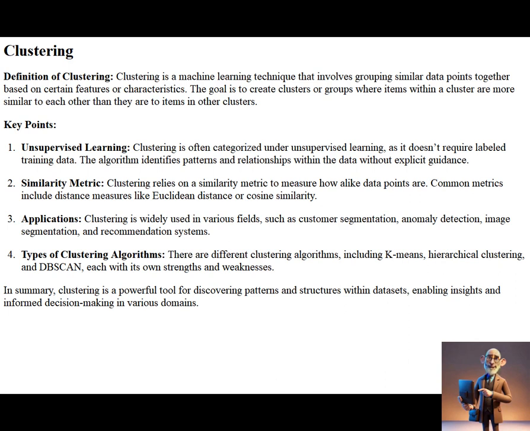Clustering relies on a similarity metric to measure how alike data points are. This metric, often expressed through distance measures like Euclidean distance or cosine similarity, quantifies the similarity or dissimilarity between data points. It's a crucial aspect that guides the clustering process.